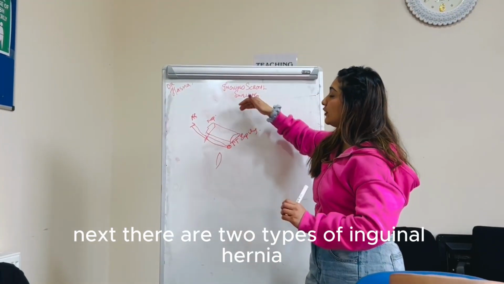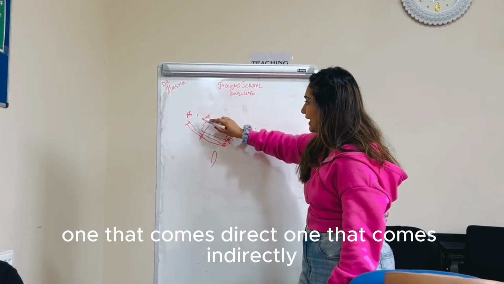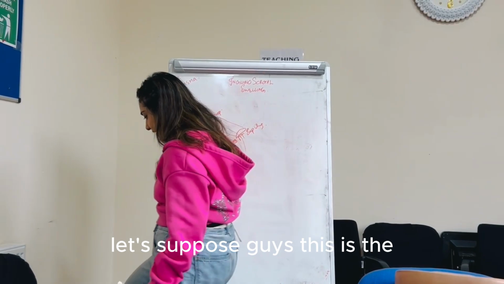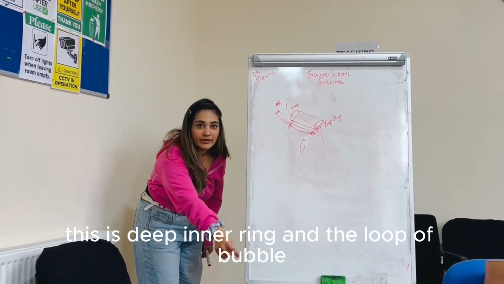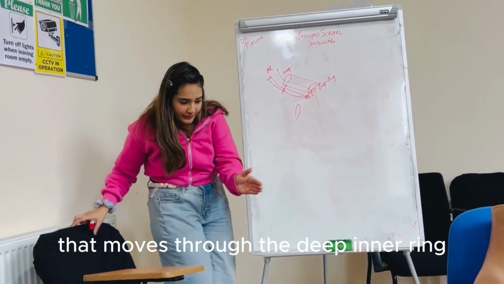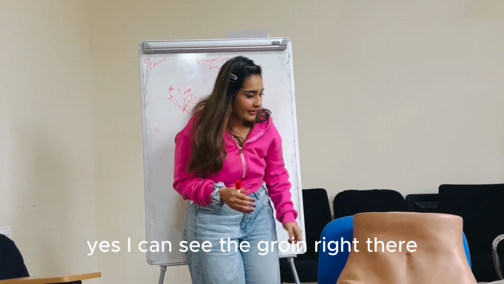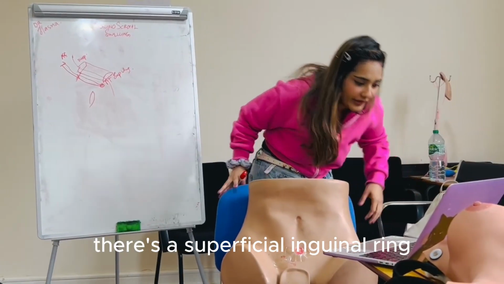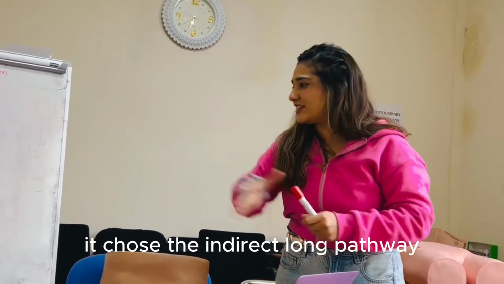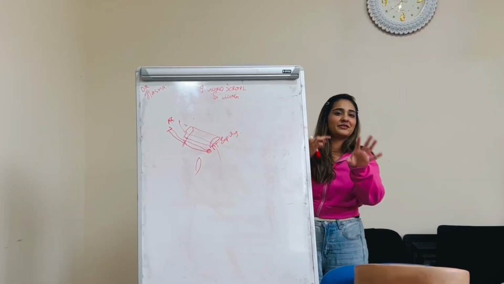Basic. Next, there are two types of inguinal hernia: one that comes directly and one that comes indirectly. Why indirectly? Suppose this is the deep inguinal ring and the loop of bowel moves through the deep inguinal ring, into the groin, then through the superficial inguinal ring, and now it's in the groin. This is an indirect inguinal hernia. It takes the long pathway. And then there was a loop of bowel that was very smart.